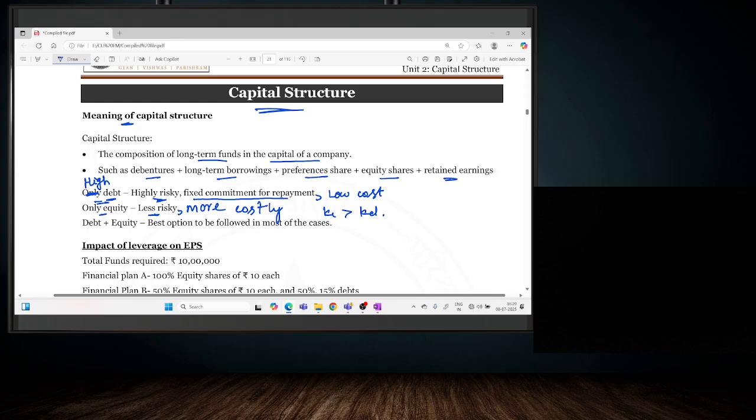So a company should not have only debt in the capital structure, a company should not have only equity in the capital structure, but it is good to have both debt as well as equity in the capital structure. So deciding the optimum level of debt and optimum level of equity in the capital structure is what we are going to discuss in this chapter. Clear? Any doubt in this so far? Did you all understand what is capital structure?